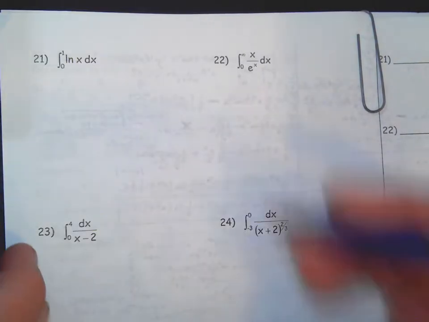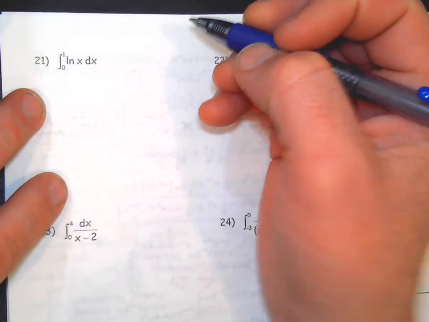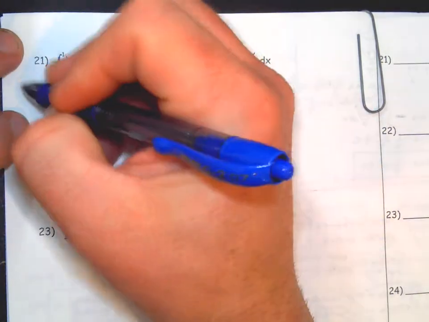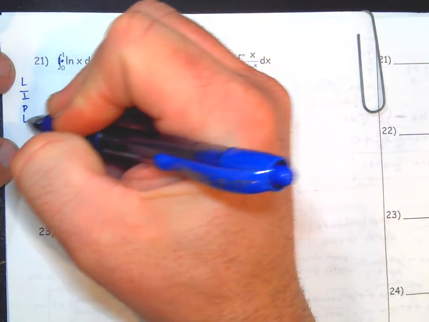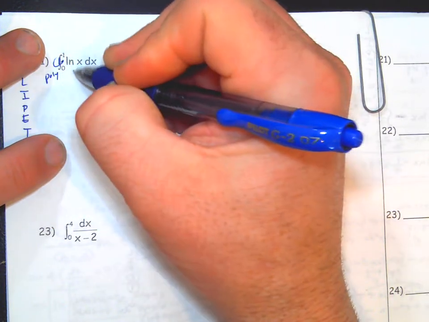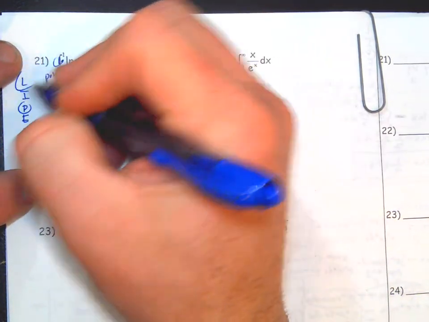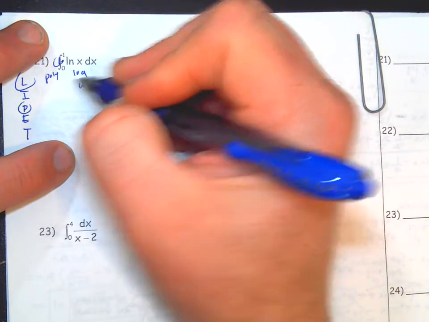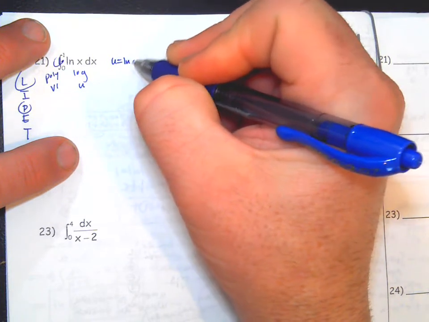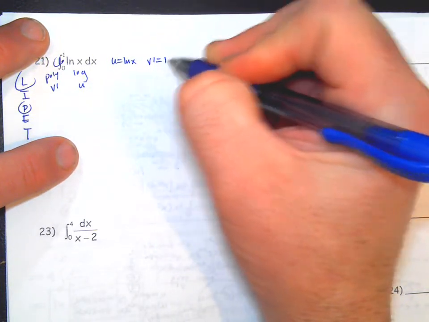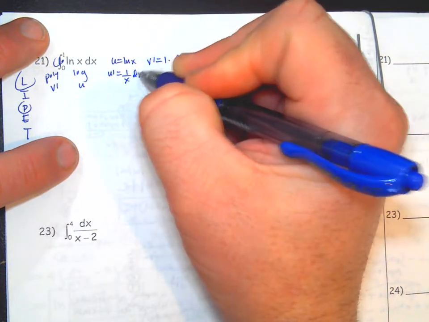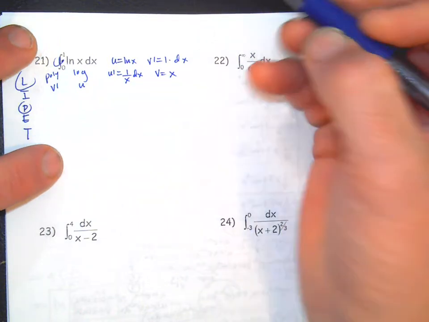All right, next one. Well, we don't know the antiderivative of natural log of x, so we got to get a little creative here and think of it as integration by parts. And anything could just have one in front, which you can consider a polynomial. So you have a poly and a log. So the log's going to be u, poly's going to be v prime. So u equals natural log of x. u prime equals 1 over x dx. v equals x.